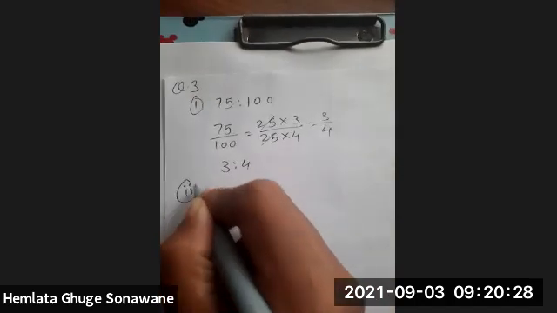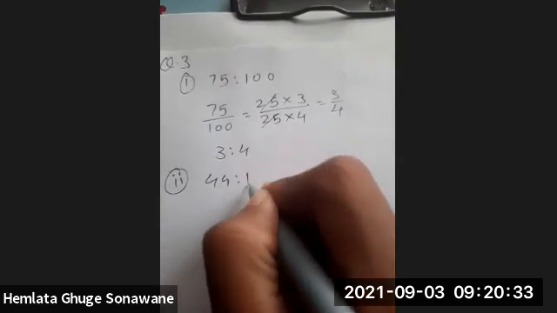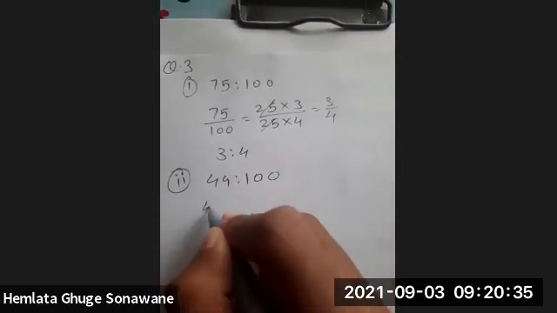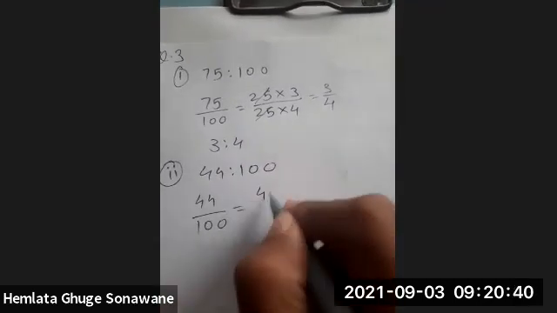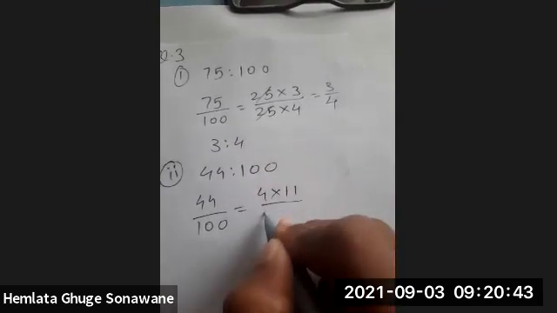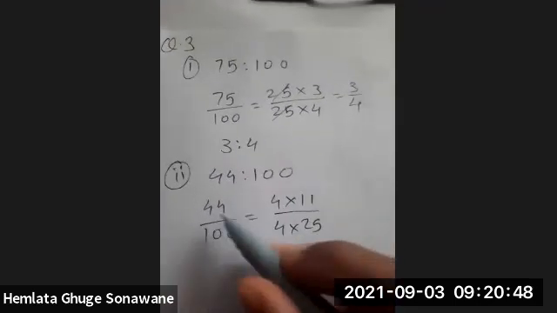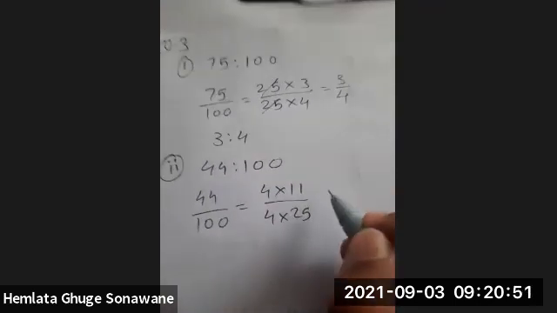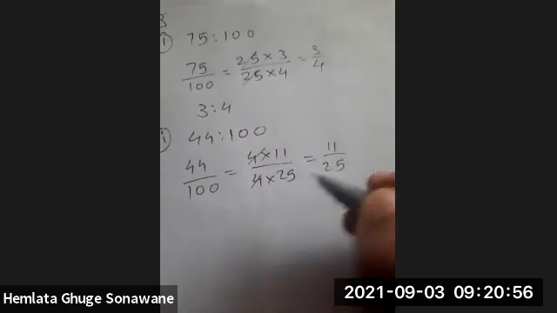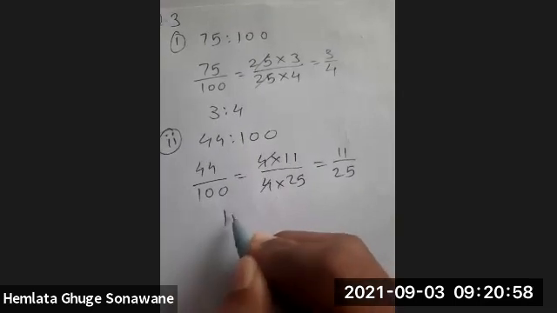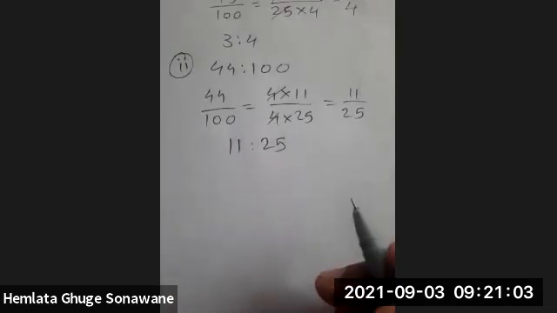Second one, 44 as to 100. That is 44 upon 100. 11 fours are 44 and 25 fours are 100. 4 4 cancel, 11 upon 25. So the given percentage becomes 11 as to 25.